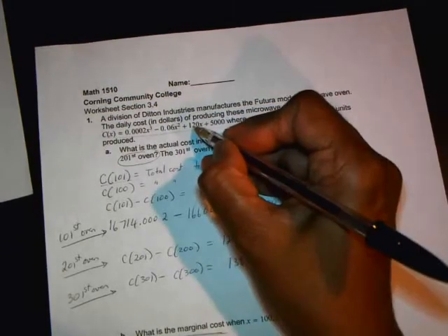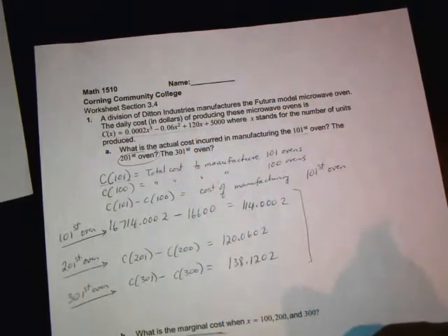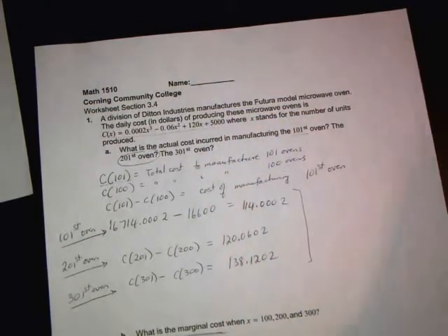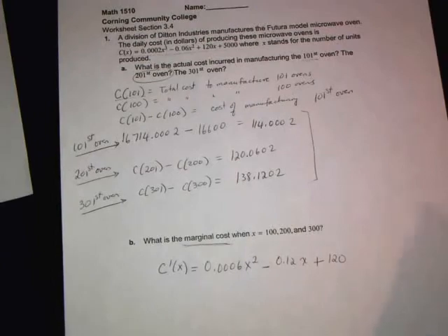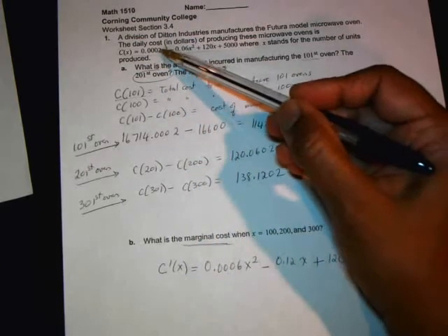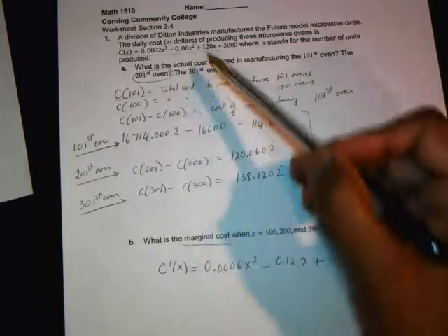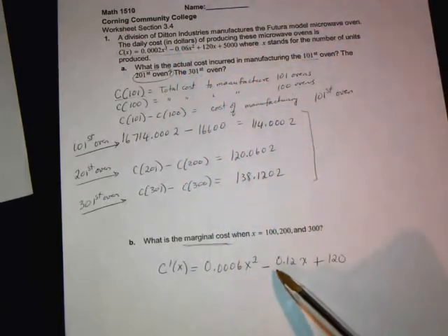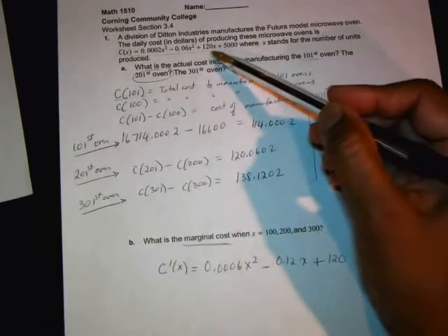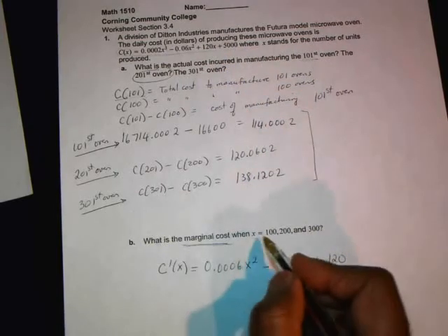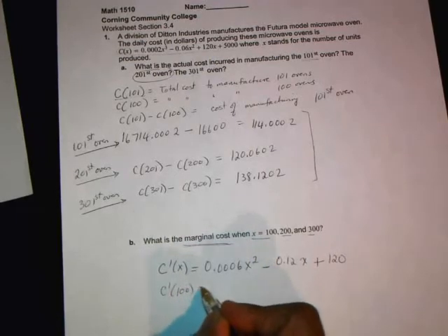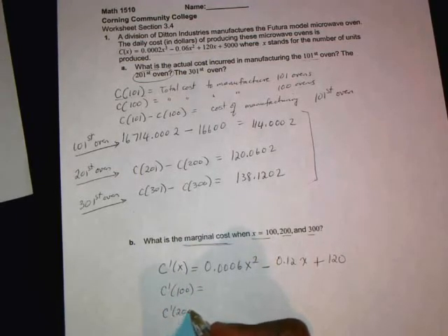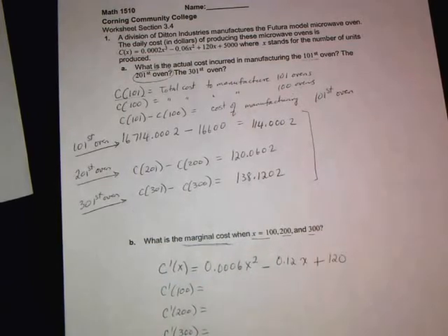The derivative of 120x is just 120. The derivative of a constant is 0, so we don't write anything. So there is C prime at x. Okay, one more time. The 3 comes down, so it's 0.006 x squared, minus the 2 comes down, 0.12x, plus 120x's derivative is 120. Then we're going to plug in each one of these x values, C prime at 100, C prime at 200, and finally C prime at 300, and see what happens.